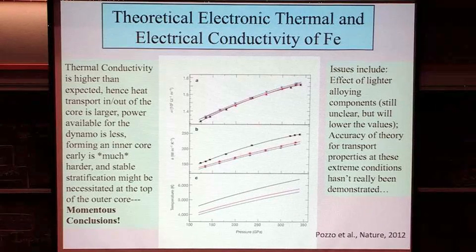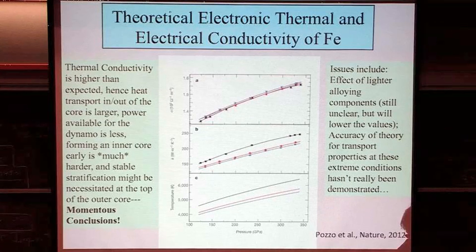What I would say is that the accuracy of this type of theory for transport properties at really extreme conditions, I would say it hasn't really been demonstrated. That's partly not a statement on the theory per se. It's partly a statement on the failure of the experiments to access this PT regime successfully. So there really isn't the data set that would validate these or invalidate them. So that's not necessarily a shot at theory. It's a partial shot at experiments.